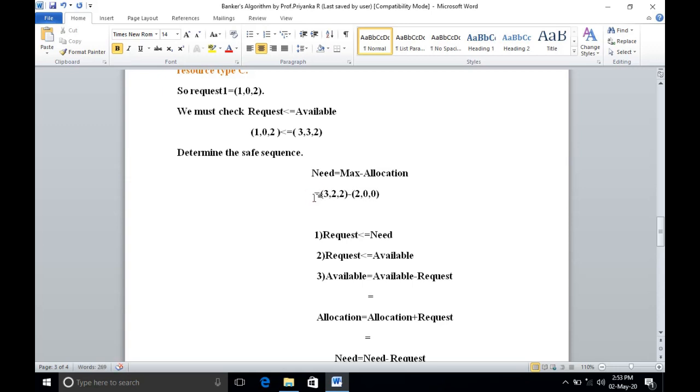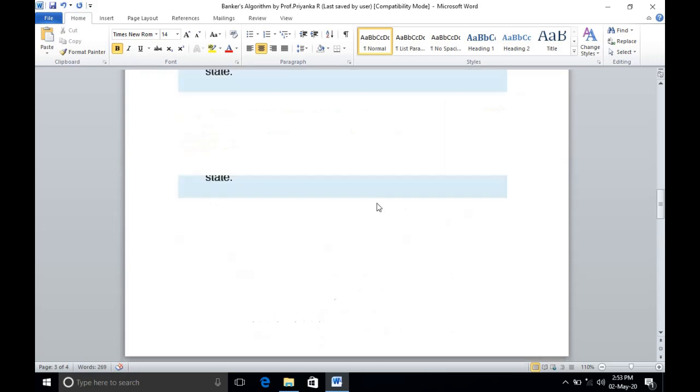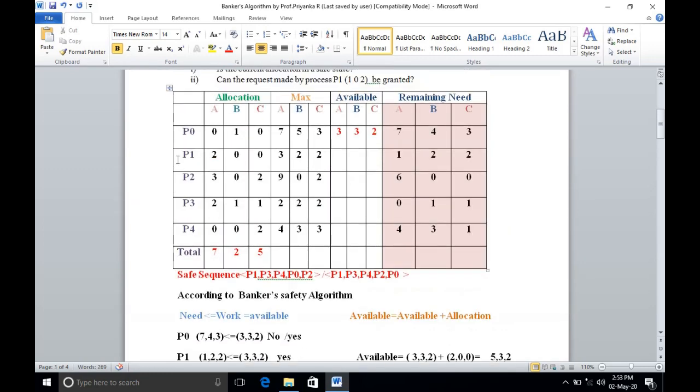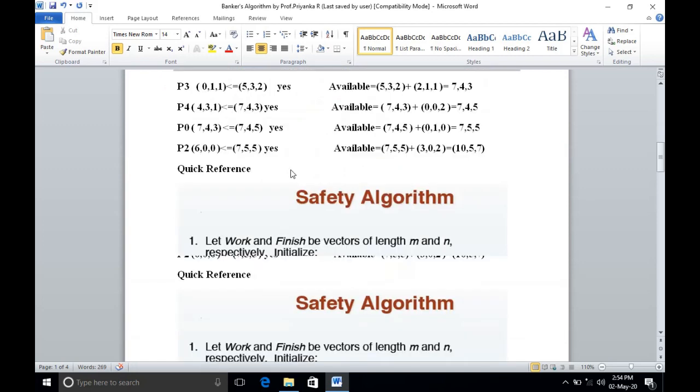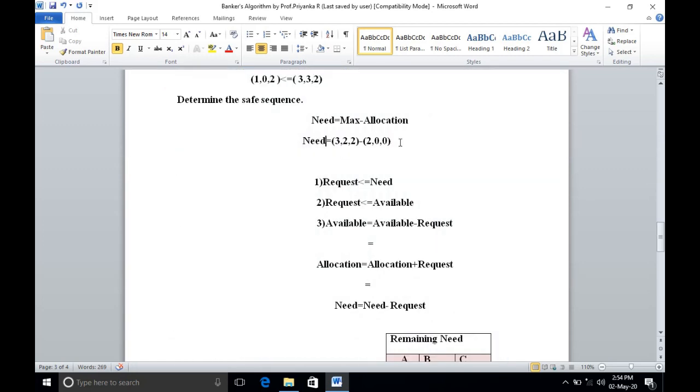So we are calculating the new need. What is the maximum of P1? We'll check here. The maximum of P1 is 322 and allocation of P1 is 200. I have substituted here. So 322 minus 200 equals 1, 2, 2. So 3 minus 2, 2 minus 0, 2 minus 0 will give us the new need of P1.